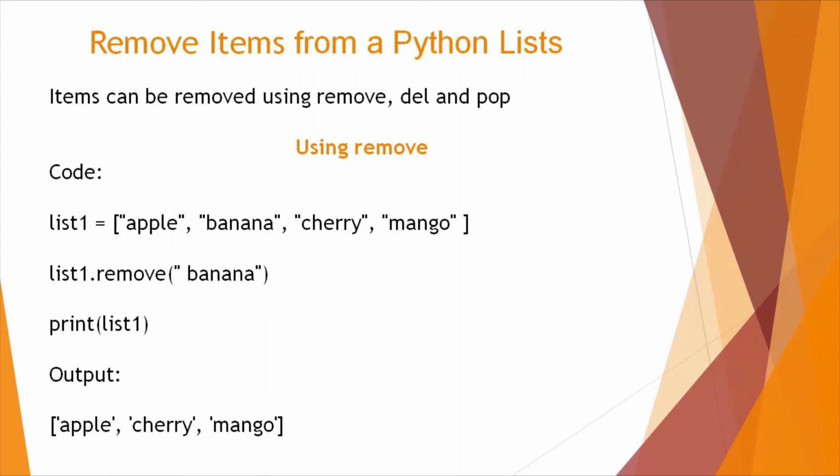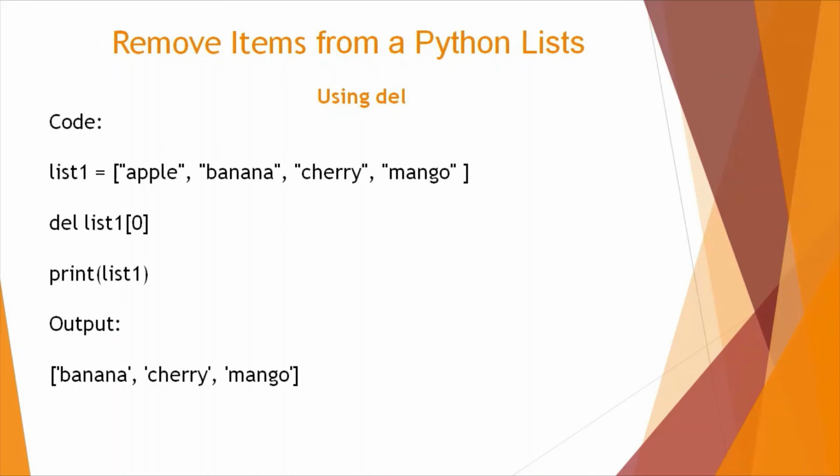So we will print it and we'll see that apple, cherry, and mango are present, and the banana is removed because of using the remove function. So another method that we can use is del. In order to remove the element from a particular index, we will use del list1 and that index. So I want to remove the element from index 0, that is apple, so we will say del list1[0].